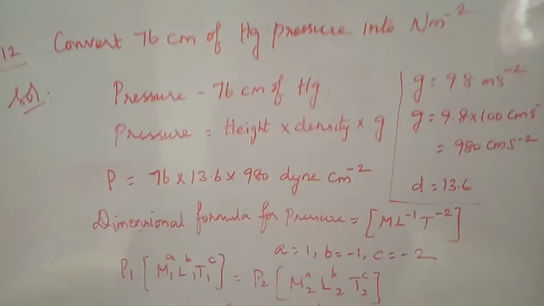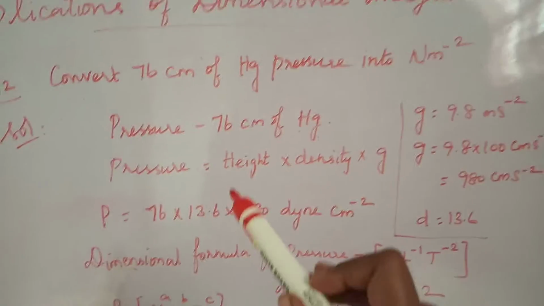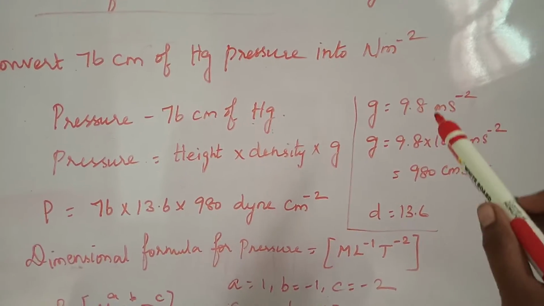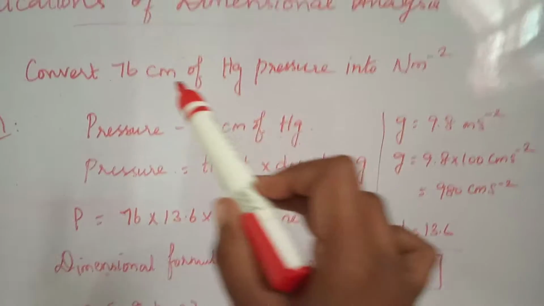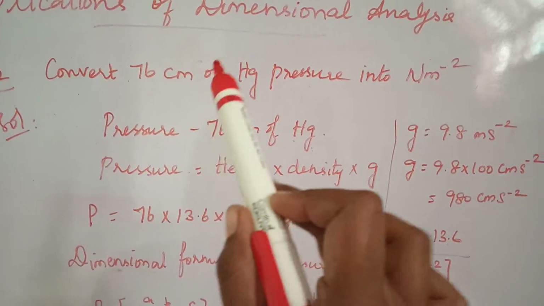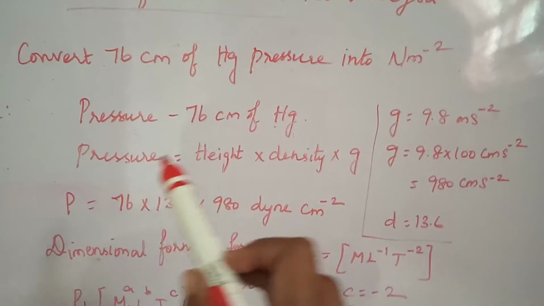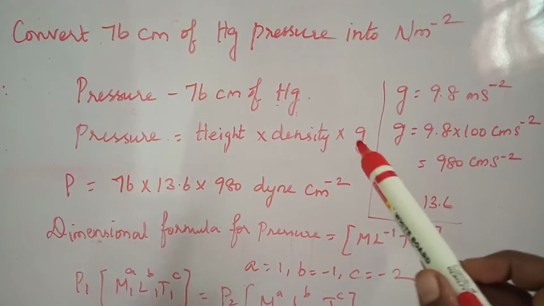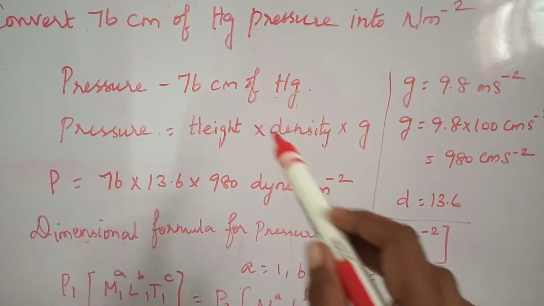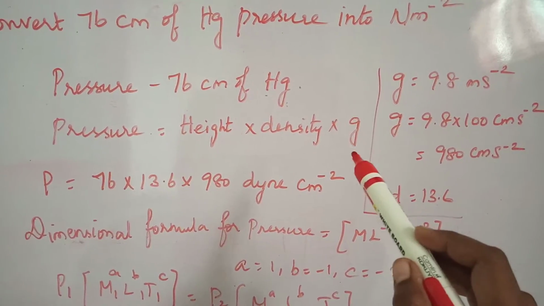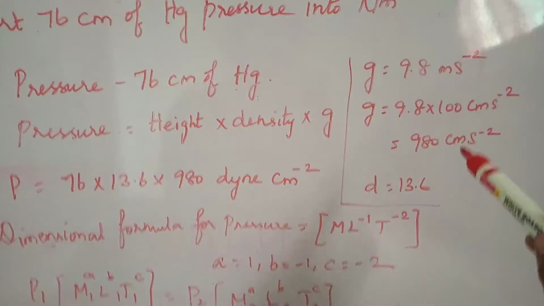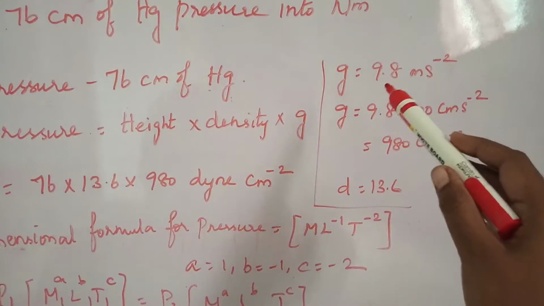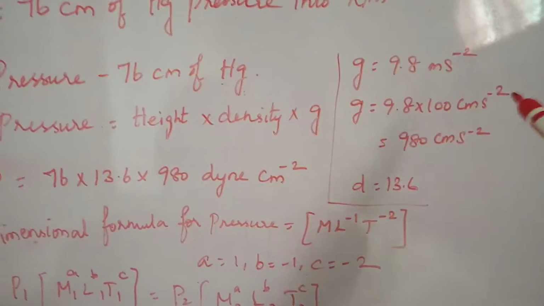But actually the pressure height value is given in centimeter, and this gravity g value is in meter. So you have to convert into centimeter because the first unit is in CGS. When you take a value, everything should be in the same system of units. So as height is in centimeter, I'm going to convert this gravity acceleration g into centimeter. For meter into centimeter, you have to multiply by 100, right? So 9.8 into 100 centimeter per second square.